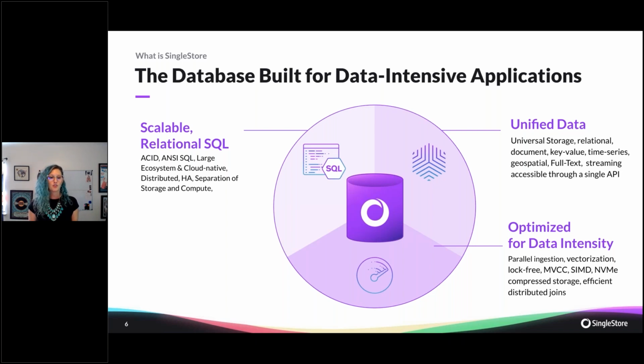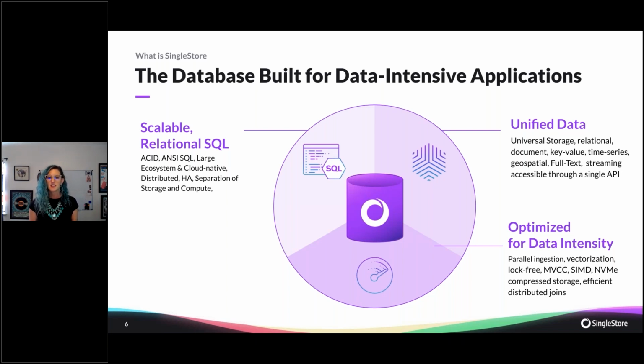SingleStore in general also gives you additional support, not just for relational, but for things like document and key value data, time series and geospatial, and full text and streaming, all through a single API. So it really was built with the idea of simplifying that architecture in mind, so that you no longer have to look at that eye chart and think about how to integrate all of these systems and move all of the data around to keep it in sync and accurate.